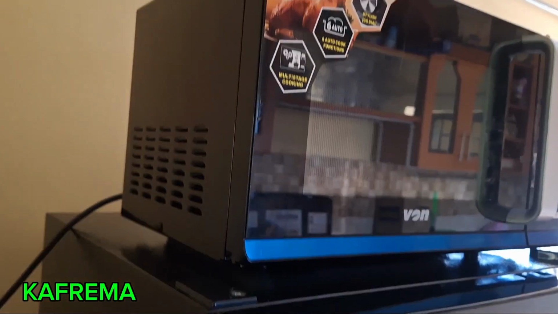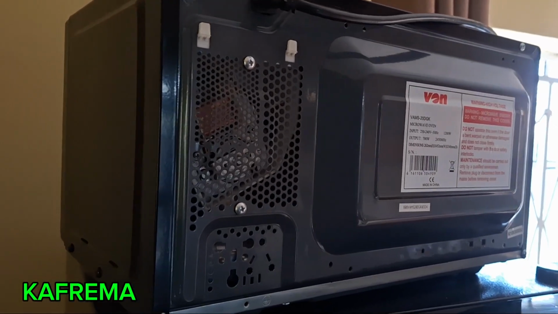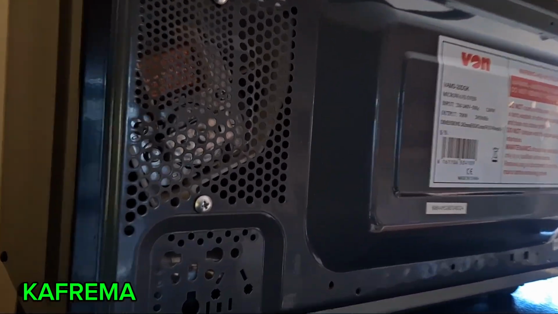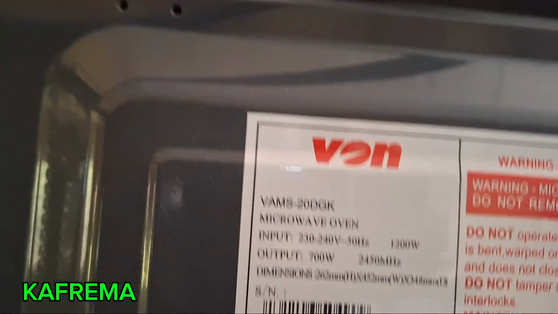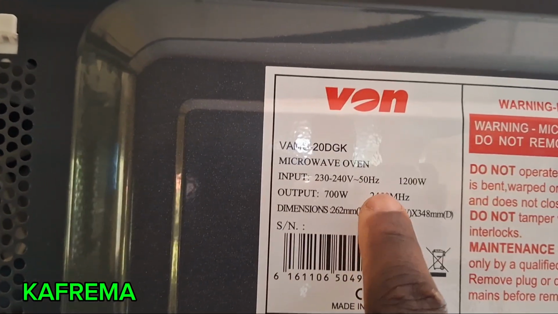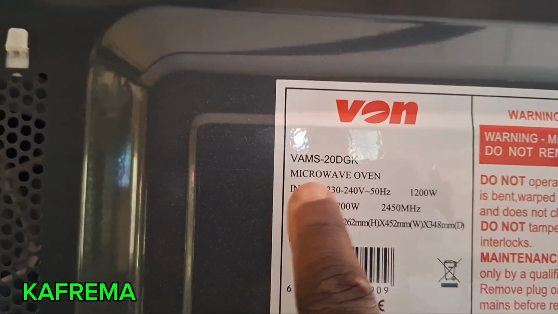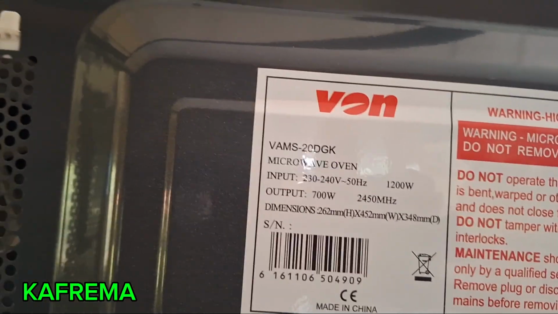This is an example of our microwave. Let's go at the back of the equipment. Let me turn it to the back. This is the back of the microwave. Here at the back there is a label. You can see here input. The input is 700 watts. No, the input here is 1200 watts. That is the rating of this equipment.